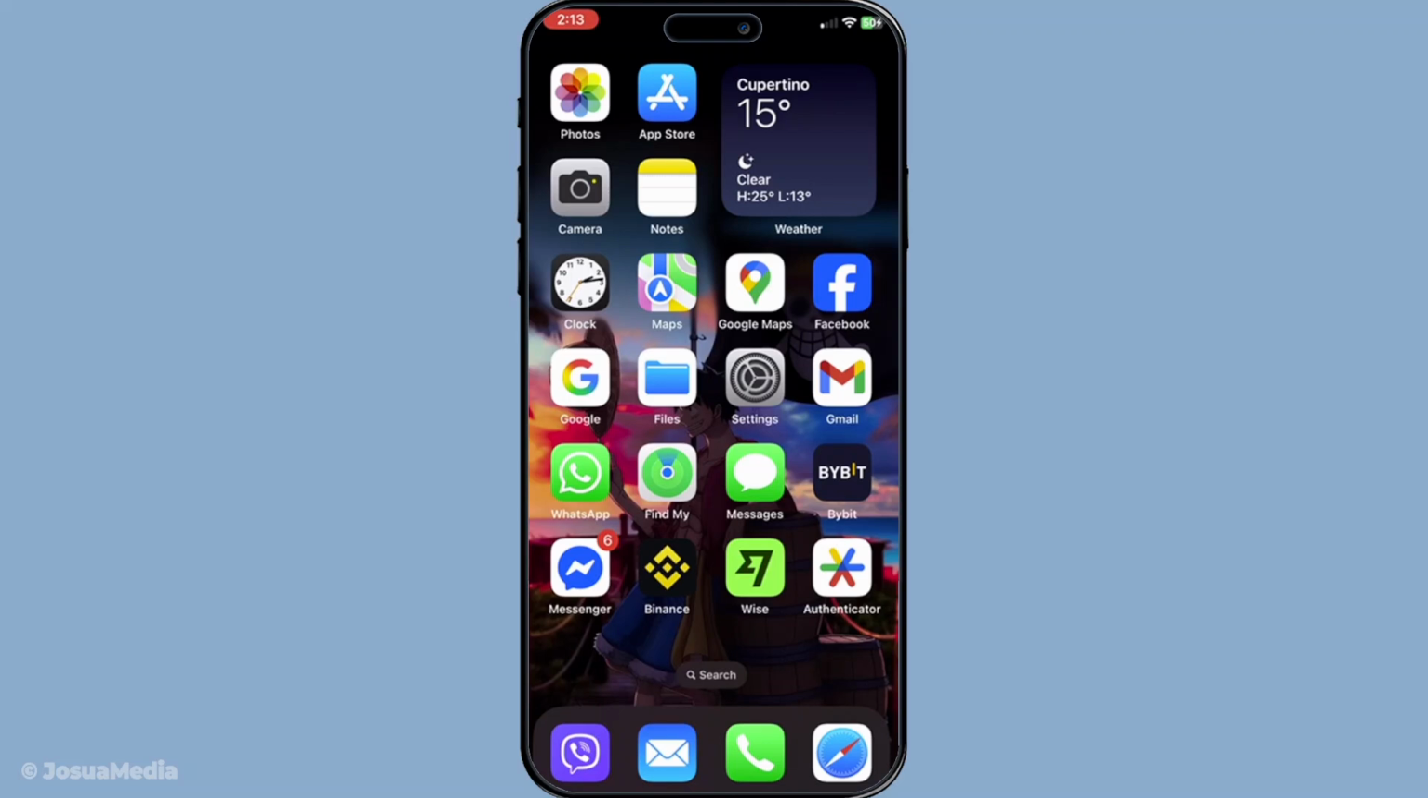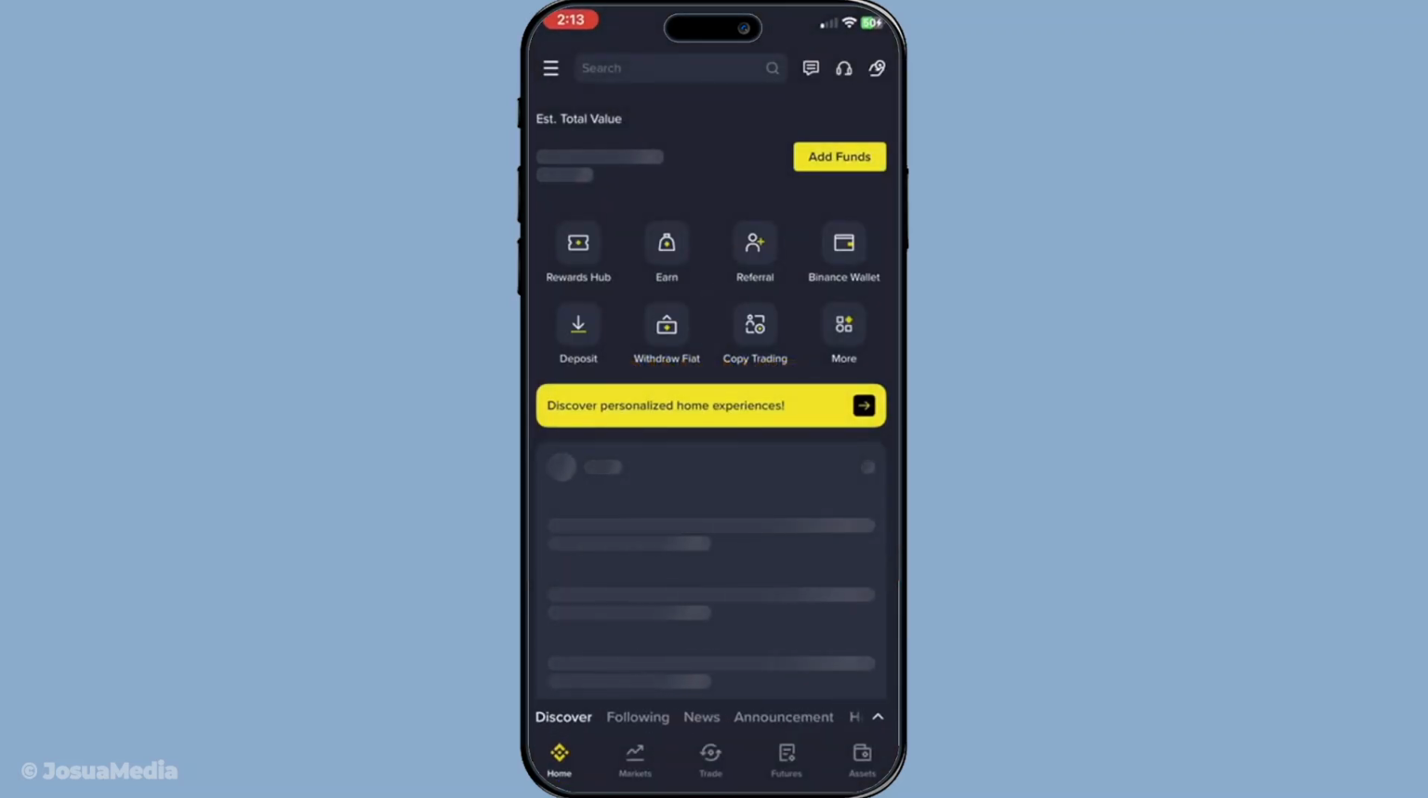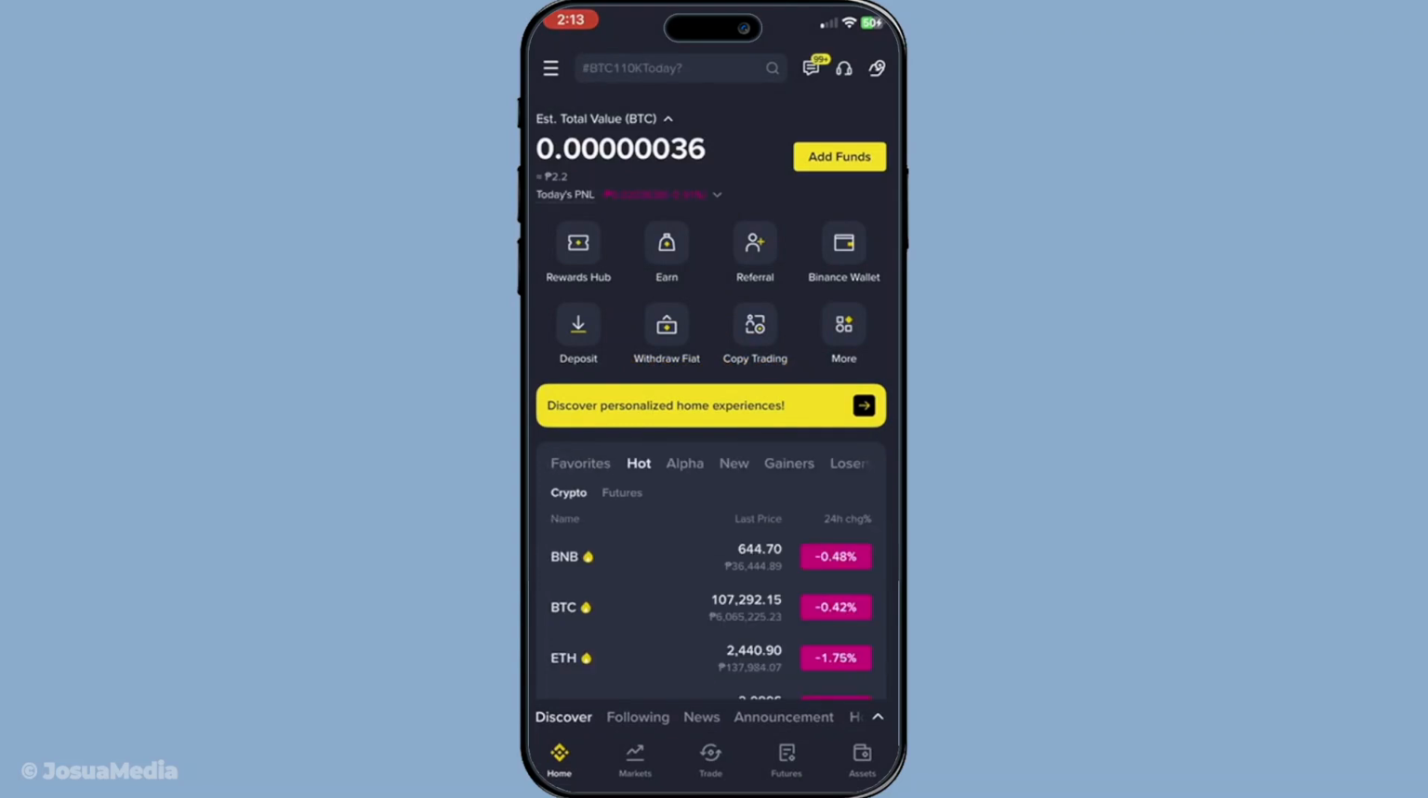First, the journey begins with logging into your Binance account. Make sure you have your login credentials handy and that your device's security is up to date. Safety should always be a top priority when dealing with financial platforms.